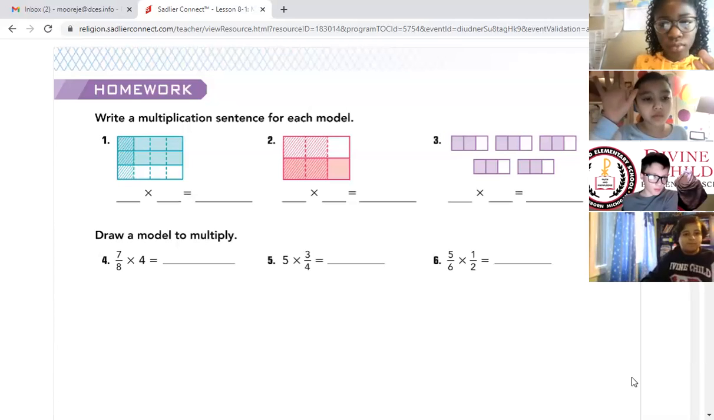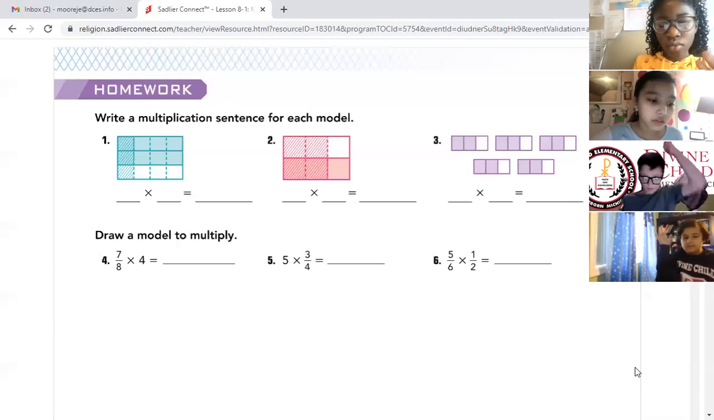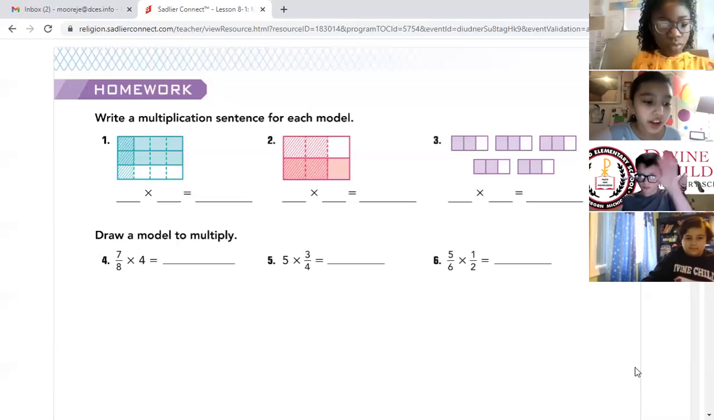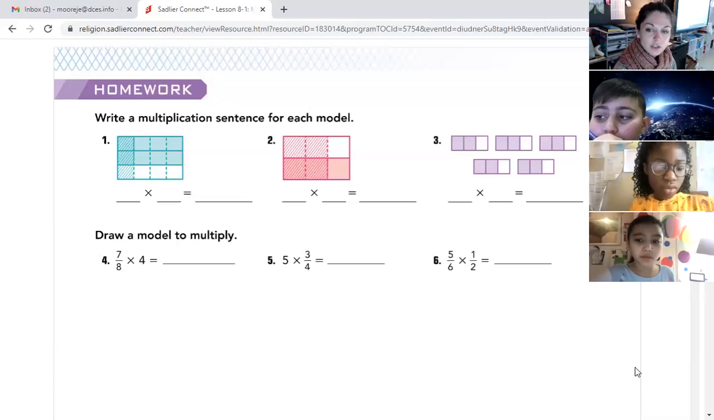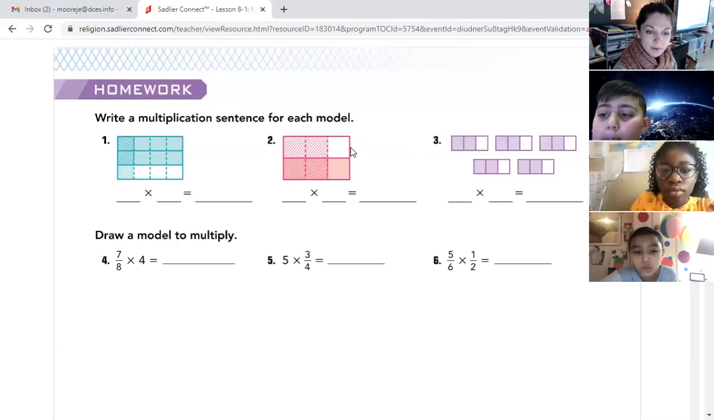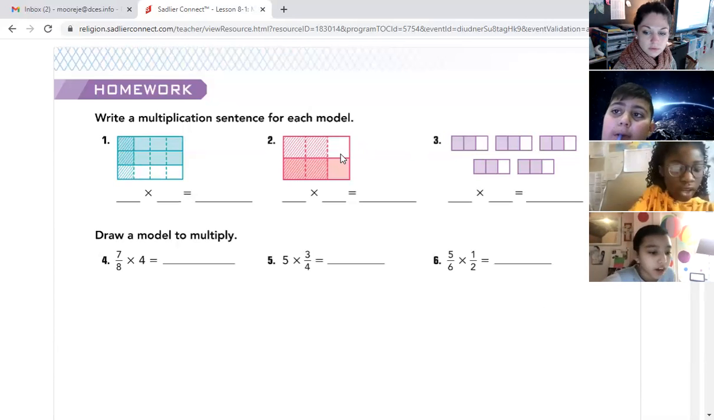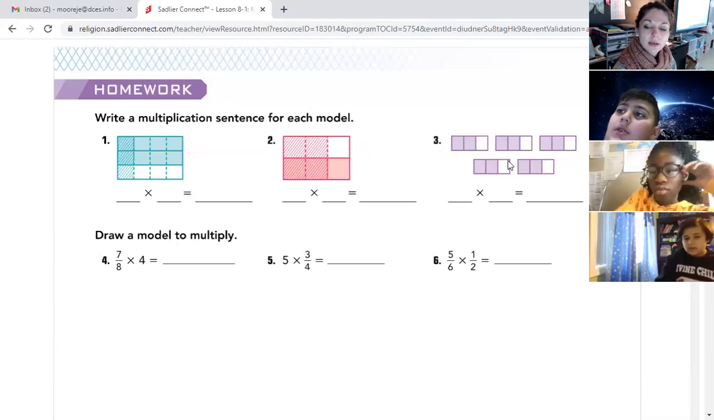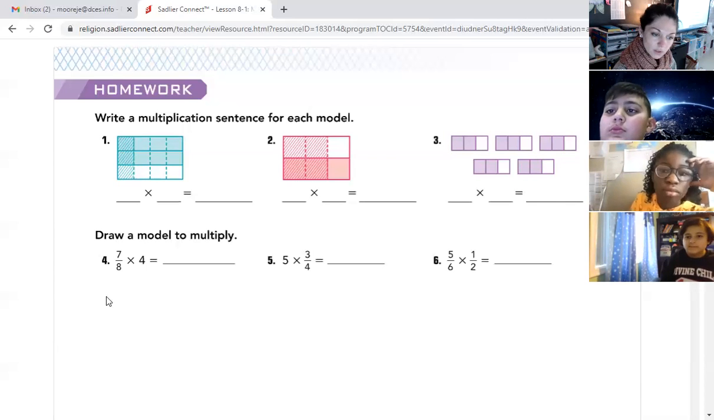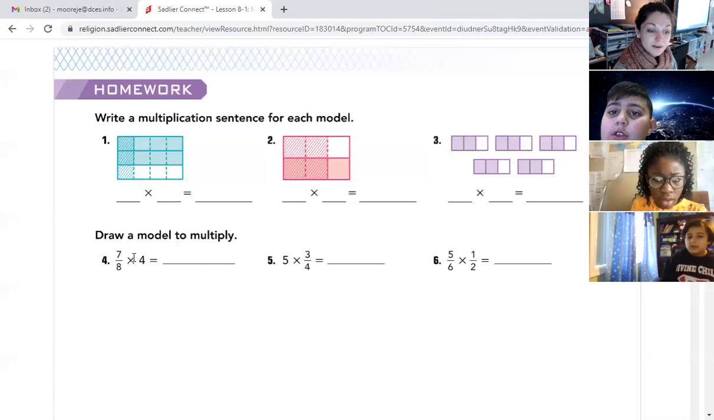Which one is it? Fraction of fraction or whole number groupings? You guys feel free to unmute, it's just us. Fraction of a fraction. Yeah, it's fraction of a fraction. And how about number 2? Fraction of a fraction. And number 3? Whole number groupings. You got it. How about number 4? Whole number groupings.